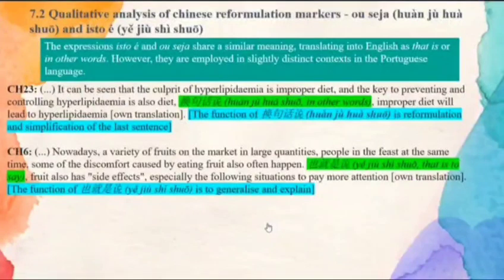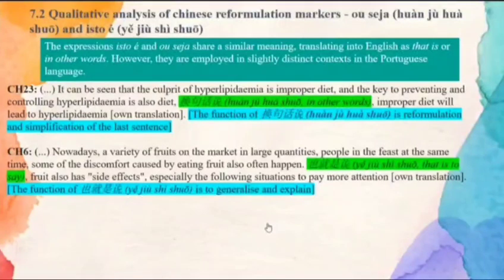Next, I will analyze reformulation markers in the Chinese corpus. Ch23. It can be seen that the culprit of hyperlipidemia is improper diet. And the key to preventing and controlling hyperlipidemia is also diet. In other words, improper diet will lead to hyperlipidemia. In this context, the use of Huanqi, in other words, is to summarize and emphasize the preceding text in a more concise and straightforward way, which is also a form of reformulation.